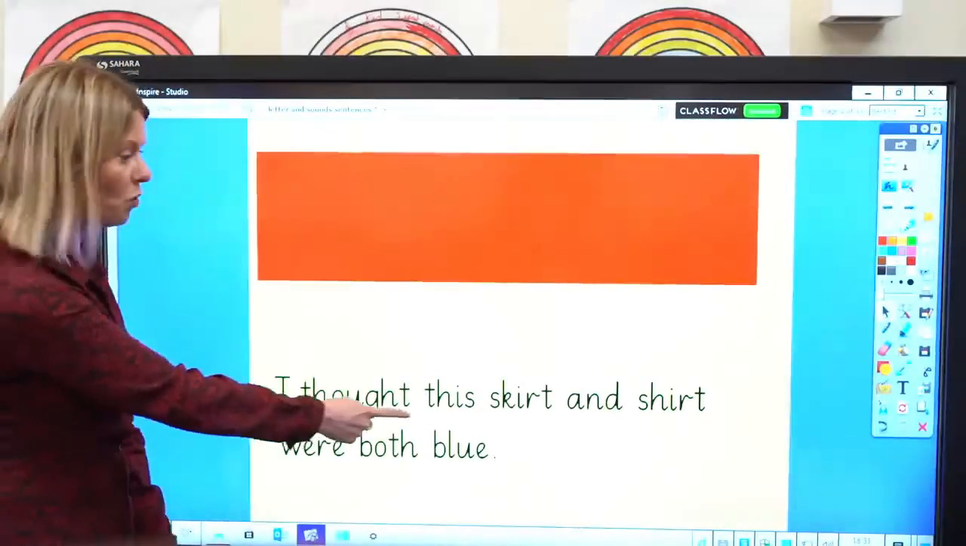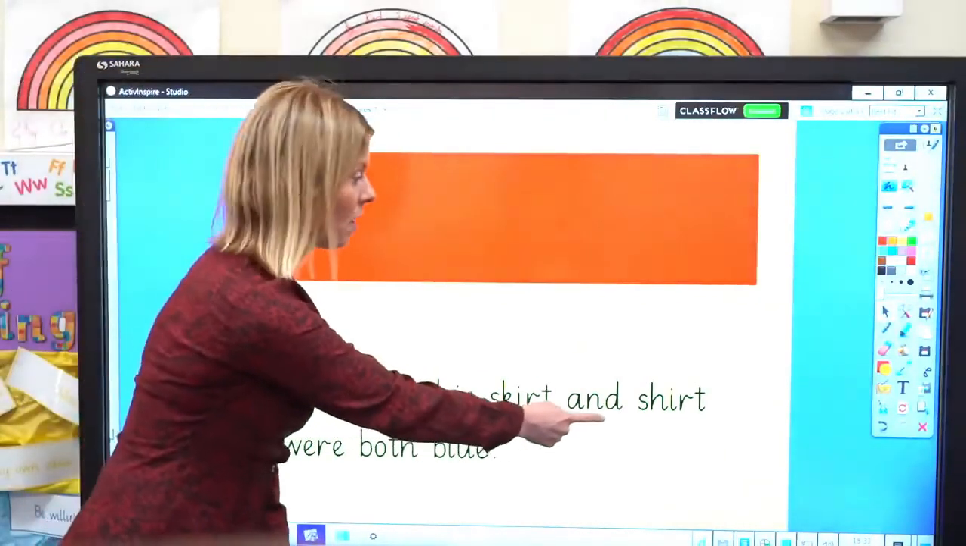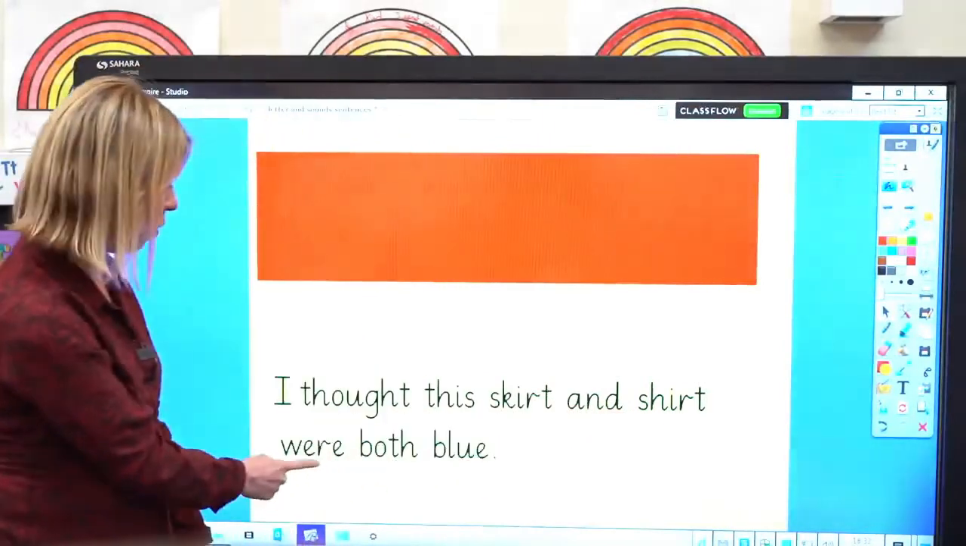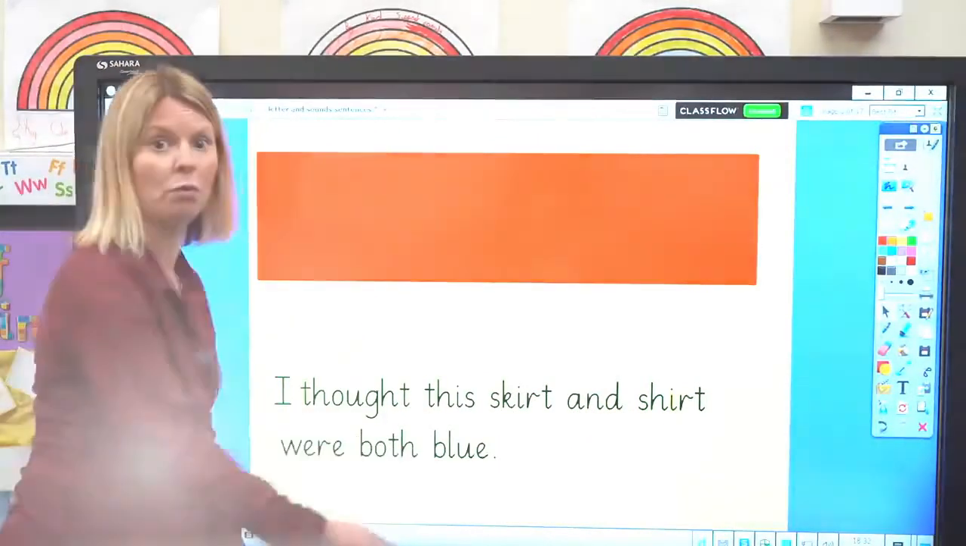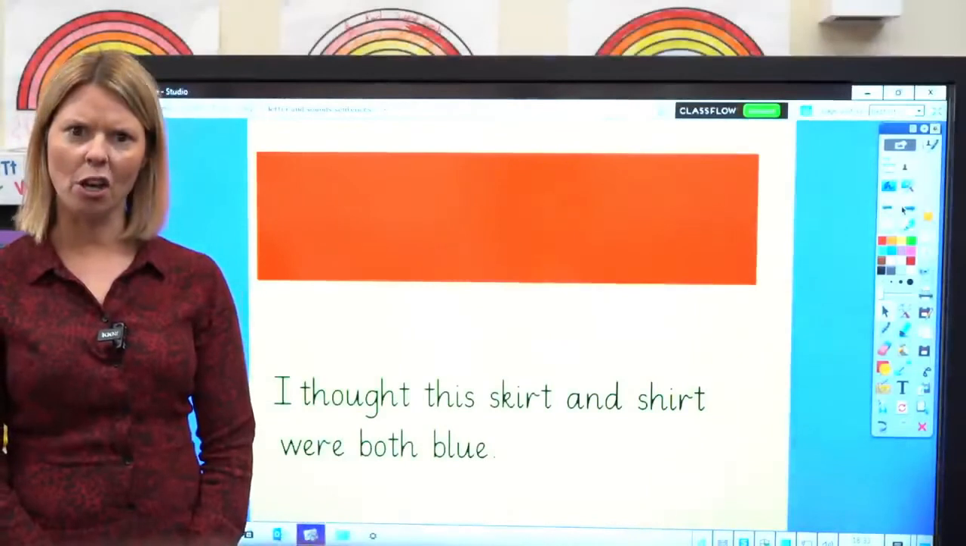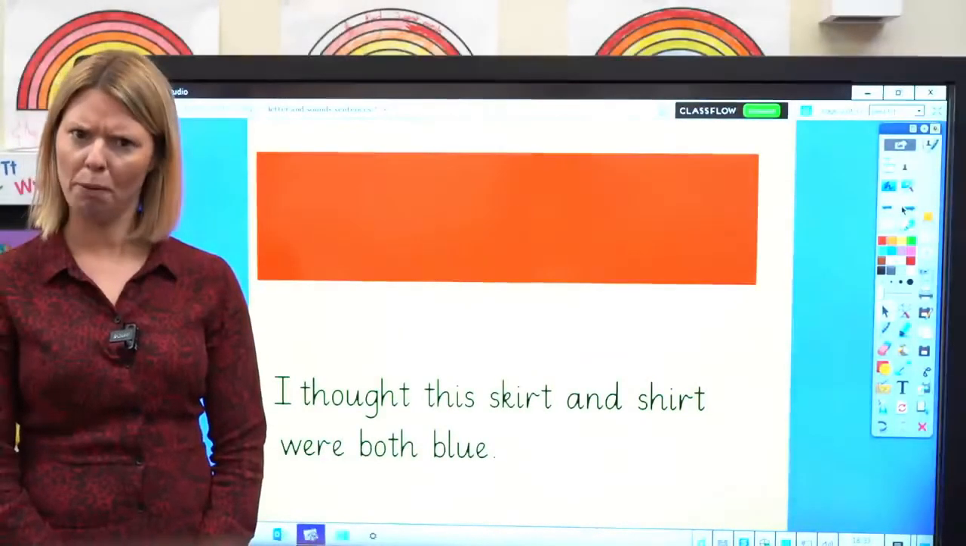I thought this skirt and shirt were both blue. I wonder what colour their skirt and shirt were if they were not blue. Wow, let's finish by spelling some words. Because if you can read a word, then you can have a go at spelling it. You will need your paper and something to write with.